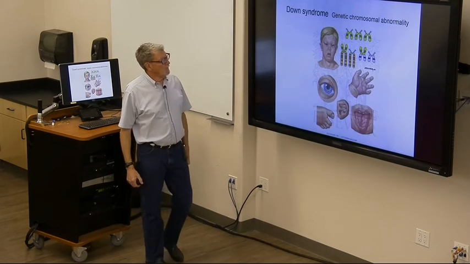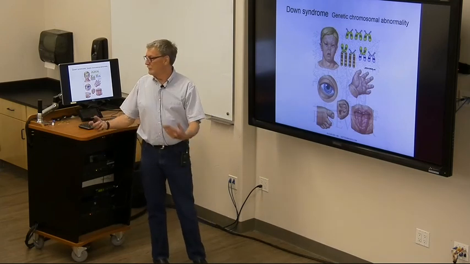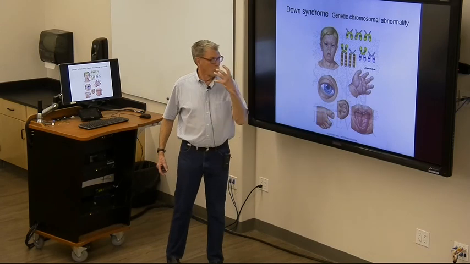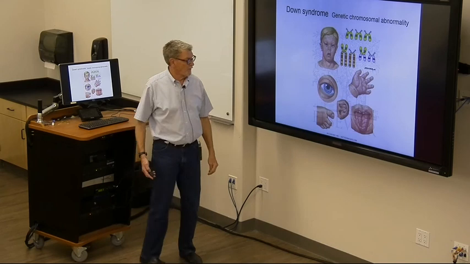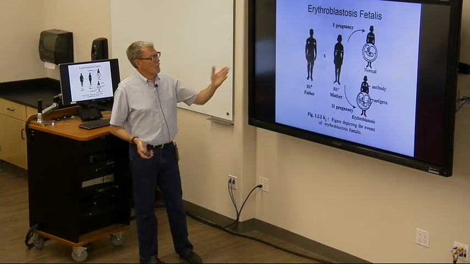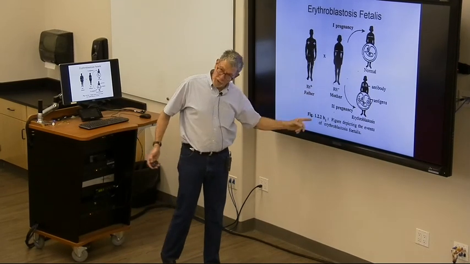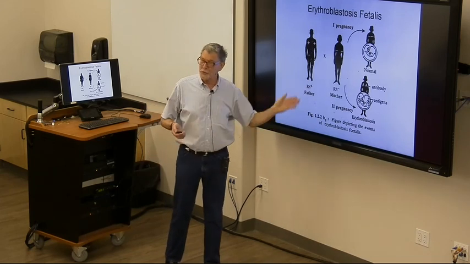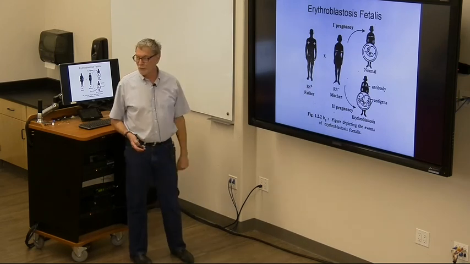Down syndrome, the genetic abnormality that leads to mental retardation, short fingers, and an oversized tongue. It's hard for them to talk because their tongue is too big for their mouth. Erythroblastosis fetalis: the second pregnancy of an Rh negative mother who has an Rh positive baby, and therefore she has learned to attack the Rh positive thing. Okay, that's erythroblastosis fetalis.